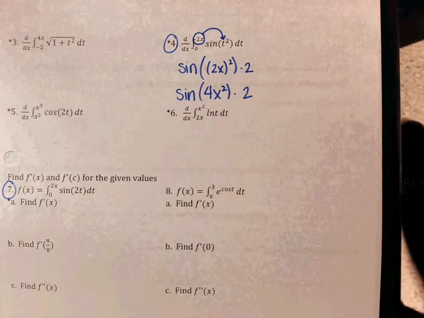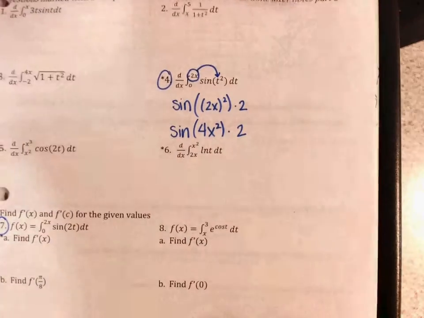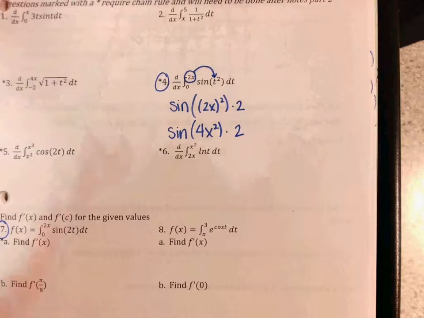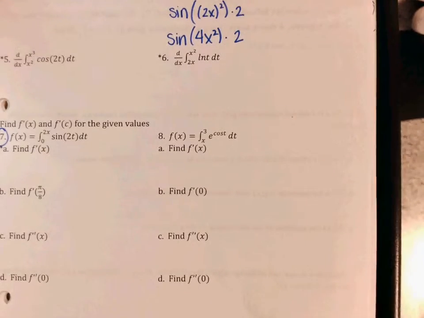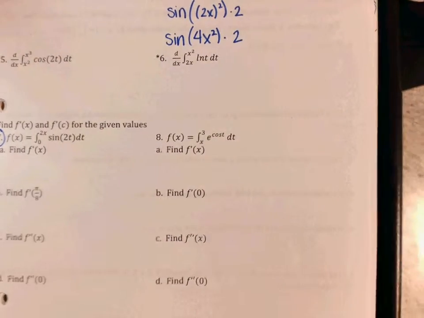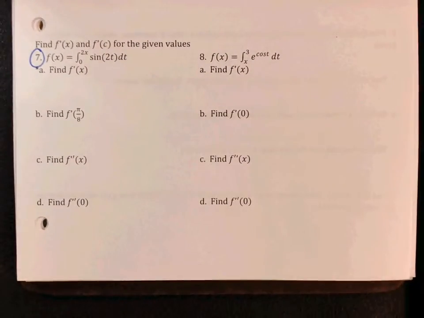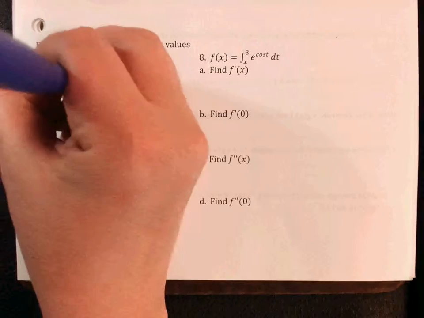Okay, go down to number 7, please. Okay, we're just going to run through parts. I guess we'll just do all of it. Okay, so f prime, you want the derivative. Notice that your equation has an integral in it. That's how you know that you're doing second fundamental theorem. So I'm going to plug my 2x in. What am I going to get for part A?